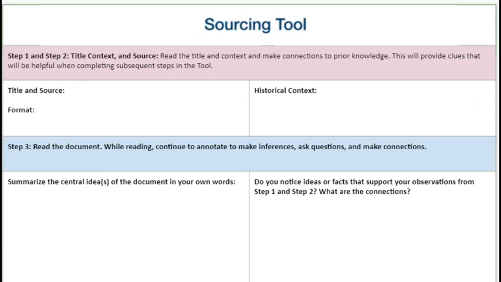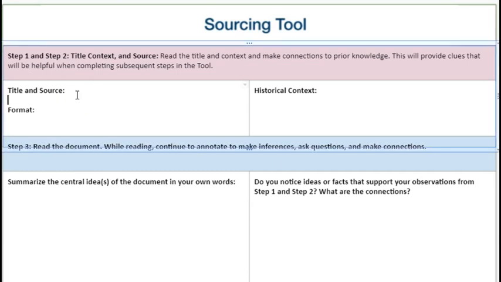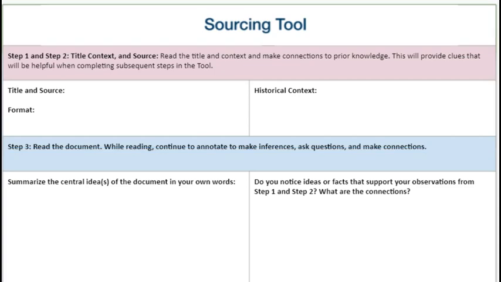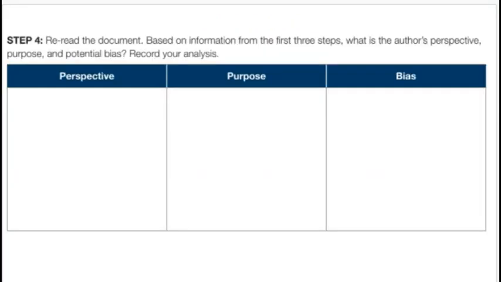Now, your teacher may give it to you in a way that looks a little different, like it shows over here, the sourcing tool. Your teacher may give it to you that way because in this format, you can actually type and edit instead of it being in PDF format. Google Slides, you can work just the same. And you see they broke down title, source, format, same thing, historical context. Steps 1, 2, and 3 are all here. The other piece, that's step 4, which I screenshot for you.